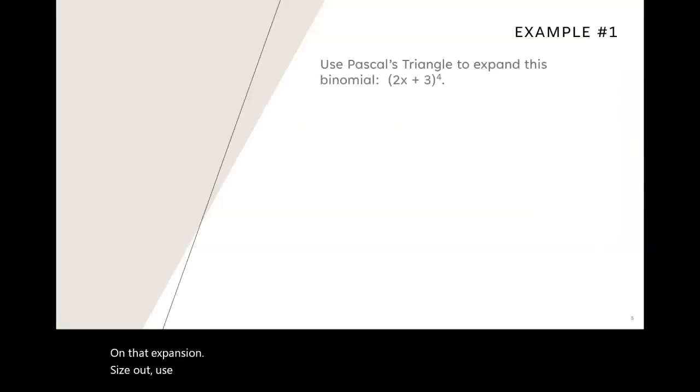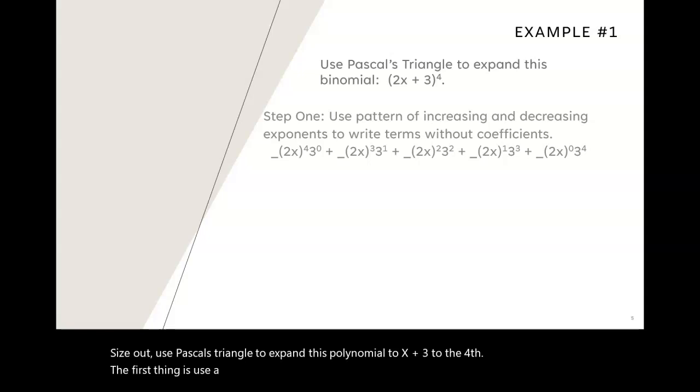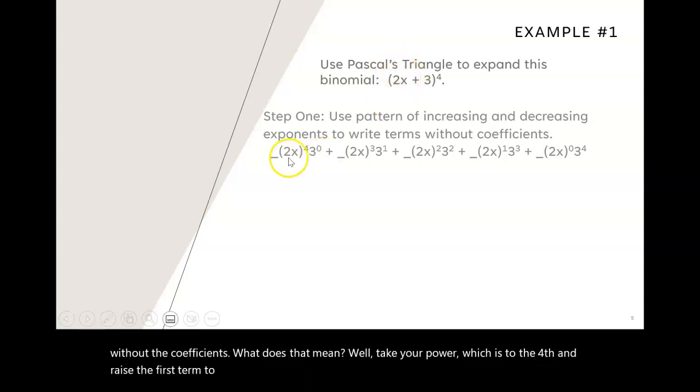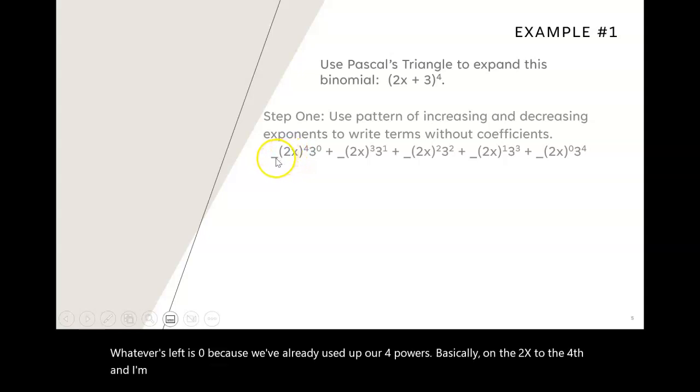Oh, try this out. Use Pascal's triangle to expand this binomial (2x + 3) to the 4th. The first thing is to use a pattern of increasing and decreasing exponents to write your terms without the coefficients. What does that mean? Take your power, which is the 4th, and raise the first term to that power. So I would write 2x to the 4th, and then the 3 gets whatever's left. Whatever's left is 0, because we've already used up our 4 powers on the 2x to the 4th. I'm leaving a little blank right here because the coefficients will go there in just a second.